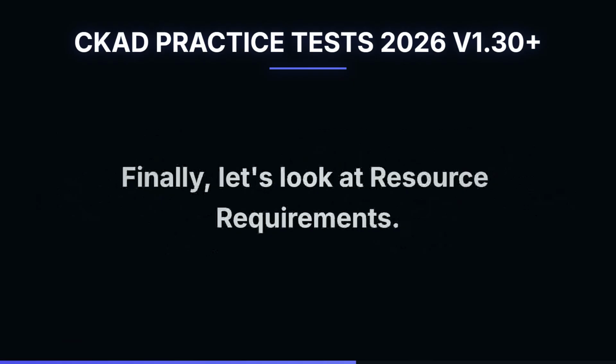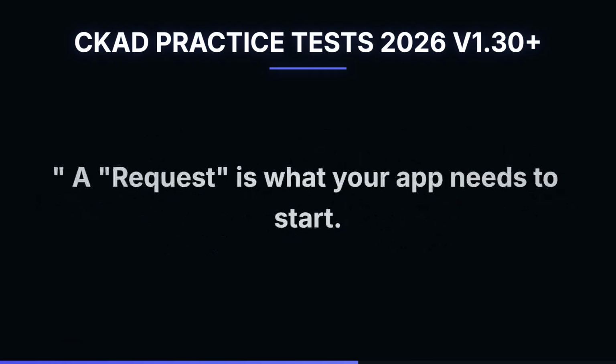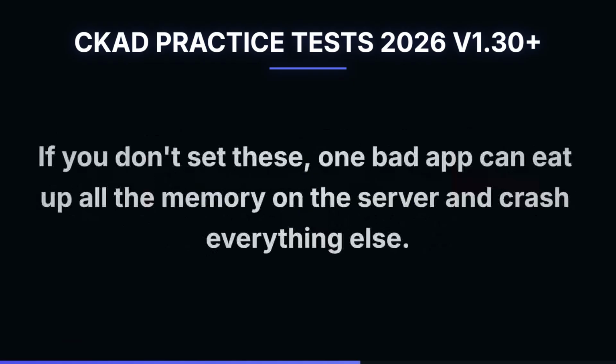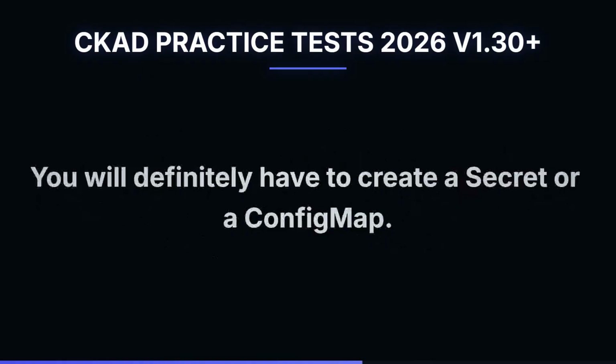Finally, let's look at resource requirements. You need to tell Kubernetes how much CPU and memory your app needs. A request is what your app needs to start. A limit is the maximum it is allowed to use. If you don't set these, one bad app can eat up all the memory on the server and crash everything else. This section is very common in the exam. You will definitely have to create a Secret or a ConfigMap.